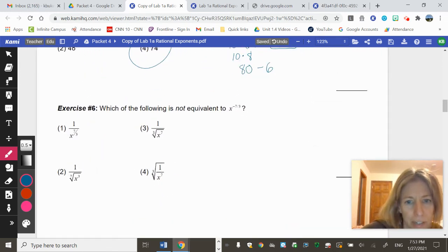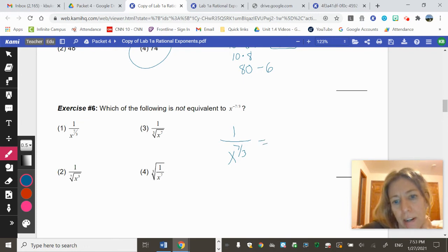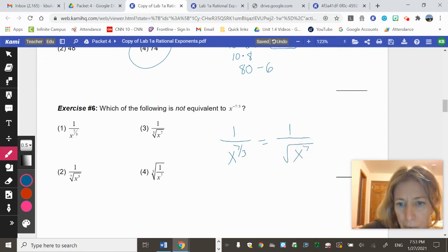All right, exercise 6, which one's not equivalent to x to the negative 7/3? Okay, well, I know x to the negative 7/3 is the same as 1 over x to the 7/3. And I know this can be rewritten as a root instead of a rational exponent. So I have x, my power is 7, and my root is 3. So let's check this out. Well, this number 3 is identical, so that is equivalent. I'm looking for the one that's not equivalent.